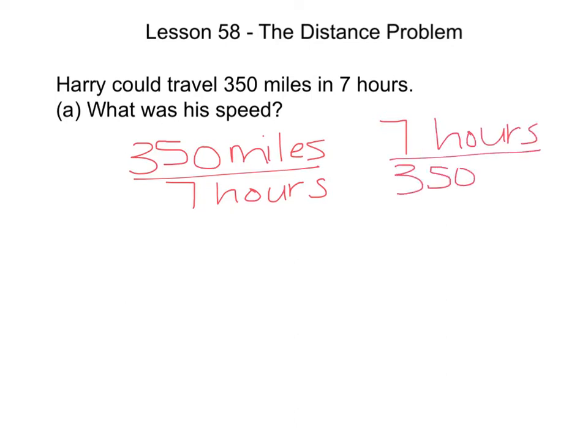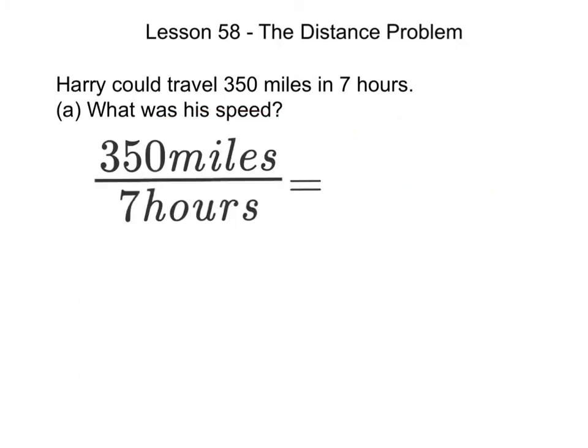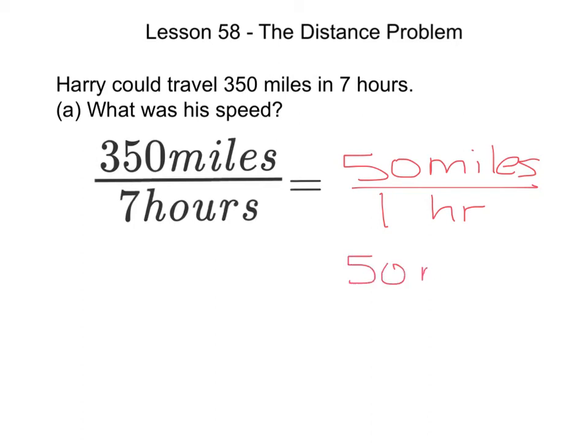Now what we have to think about is what the problem is asking us for. Since it's asking us for speed, speed is expressed in miles per hour. So we're going to want to choose this first fraction. So once we choose 350 miles per 7 hours, the next step is to reduce it. Will 7 go into 350? Yes. So we could write this as 50 miles over 1 hour, or we could write it as 50 miles per hour.